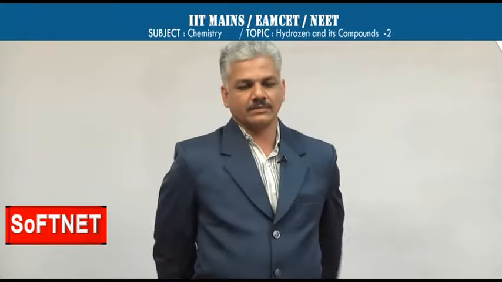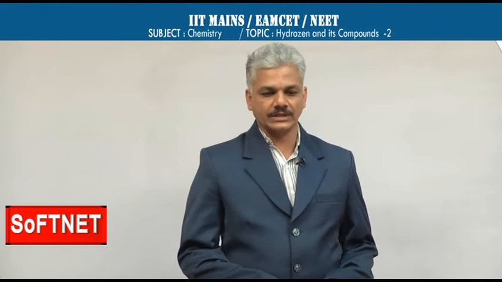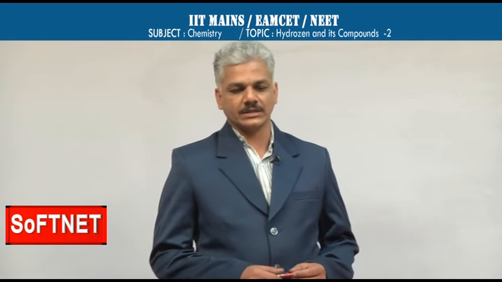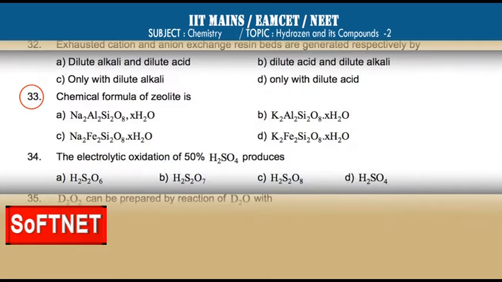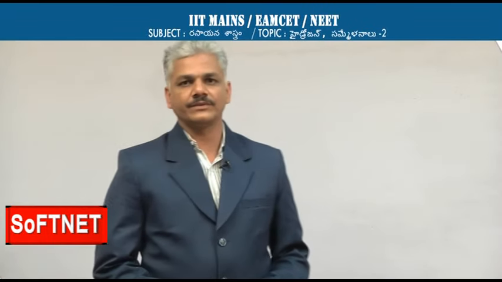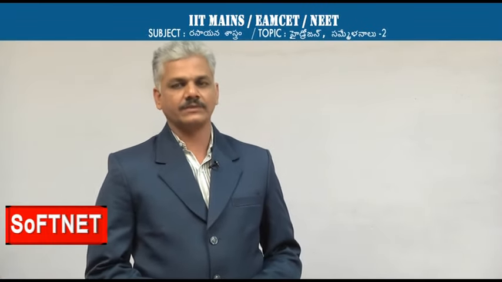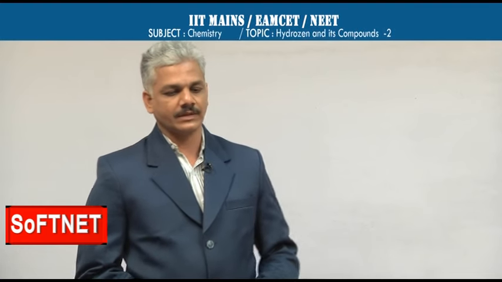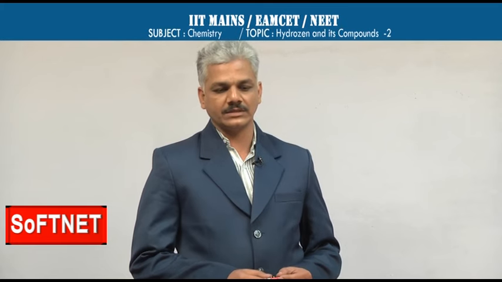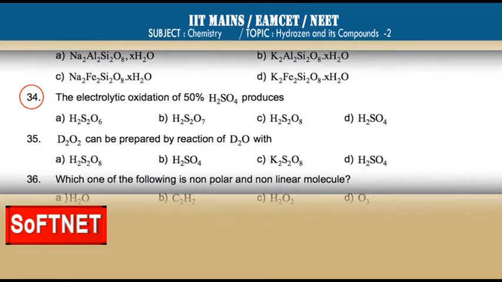33rd question. The chemical formula of zeolite is? Zeolite or permutit is hydrated sodium aluminum orthosilicate. So the correct option is A. The electrolytic oxidation of 50% concentrated sulfuric acid produces? During the electrolysis of 50% concentrated sulfuric acid, peroxydisulfuric acid is formed at the anode.